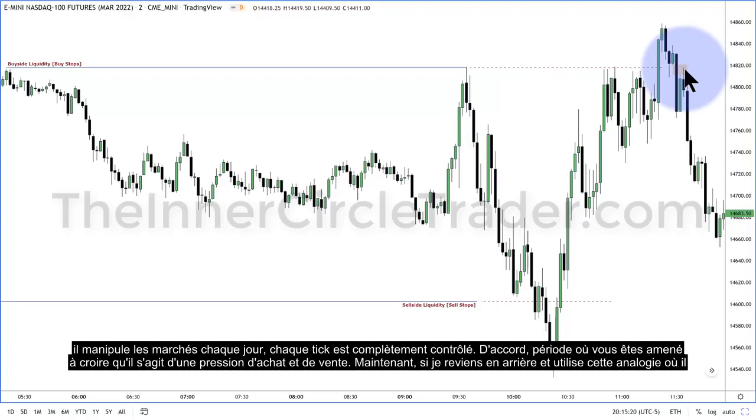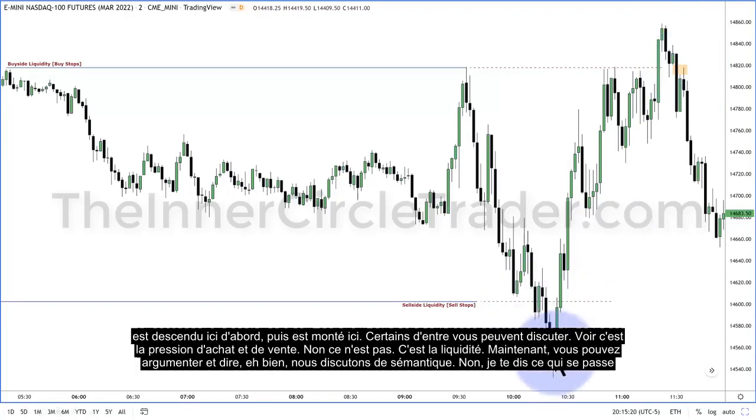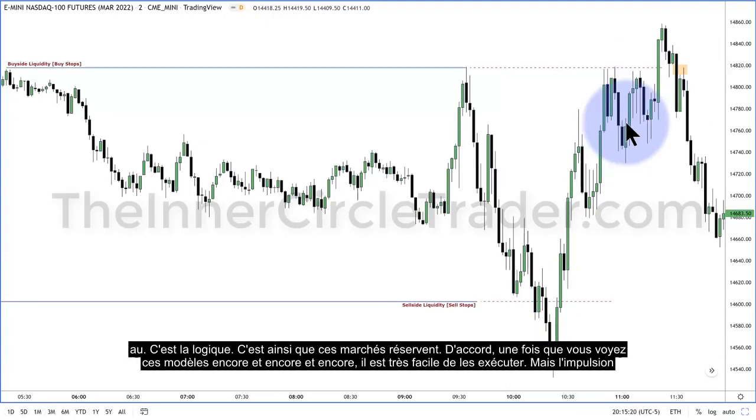You're led to believe it's buying and selling pressure. Now, if I go back and use that analogy where it went down here first, then up here, some of you may argue, see, that's the buying and selling pressure. No, it's not. It's liquidity. Now, you may argue and say, well, we're arguing semantics. No, I'm telling you what's going on. This is the logic. This is how these markets book, okay? Once you see these patterns over and over and over again, it's very easy to execute on them.